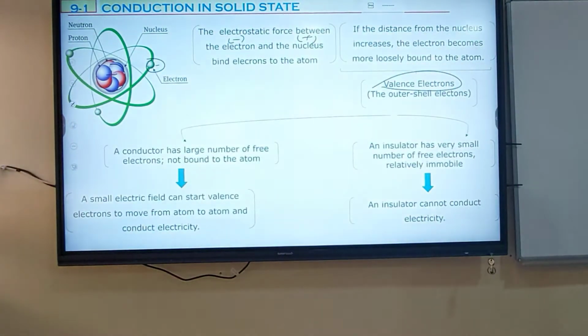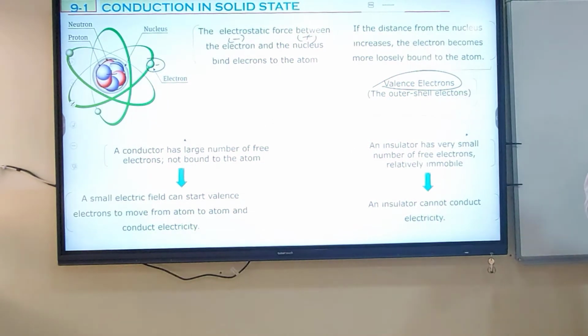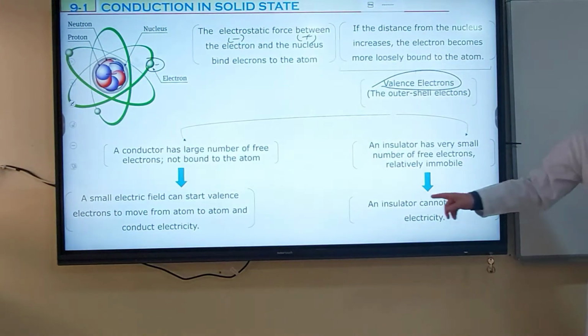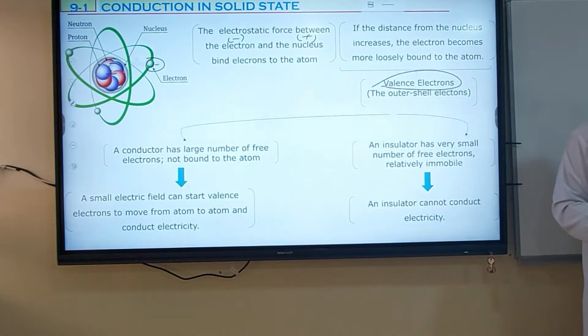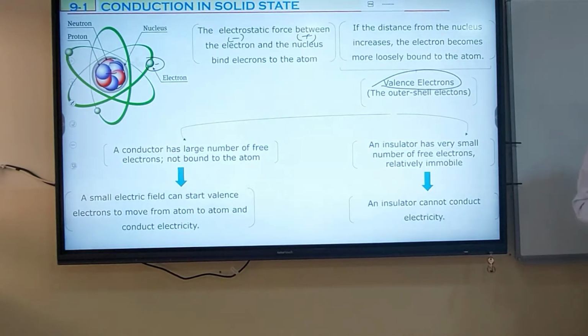These valence electrons are unable to jump from atom to atom. They are immobile. They cannot. Which means insulators have no electric current. An insulator cannot conduct electricity because those valence electrons are unable to jump from atom to atom.